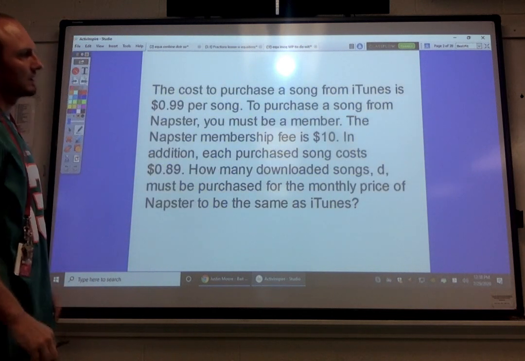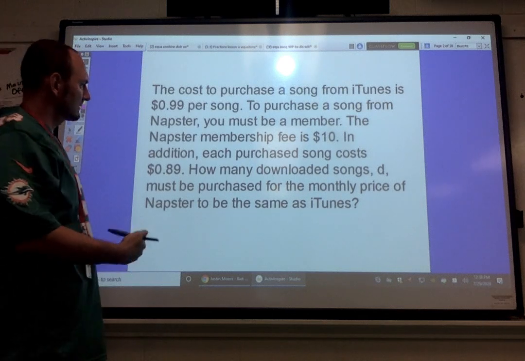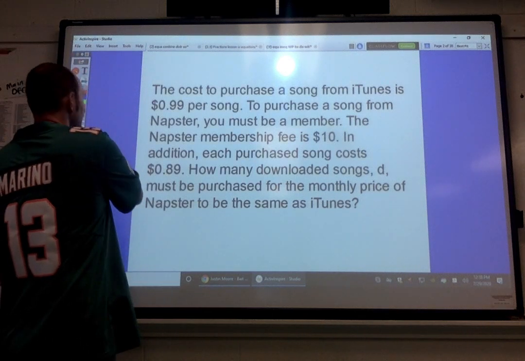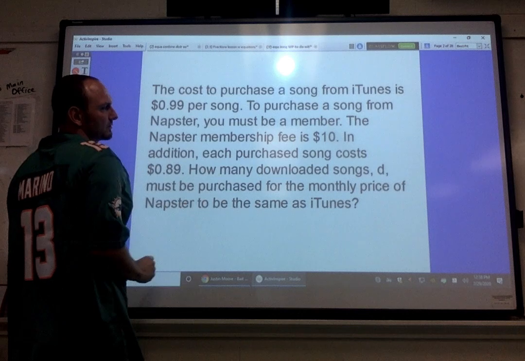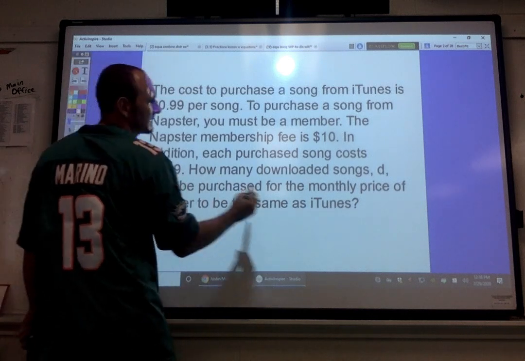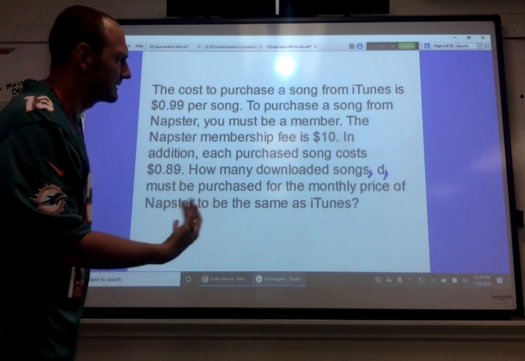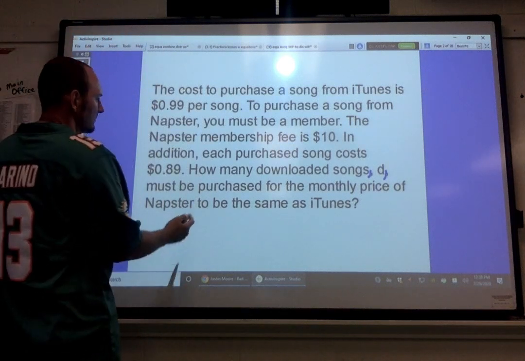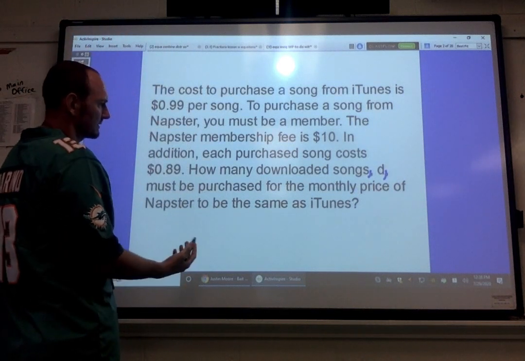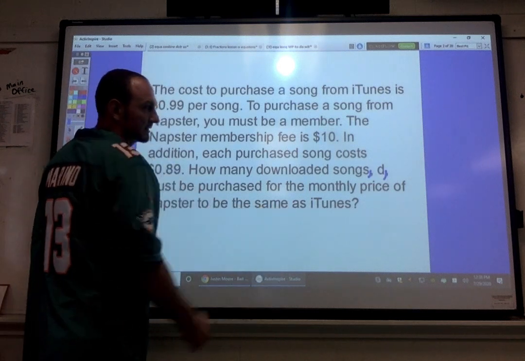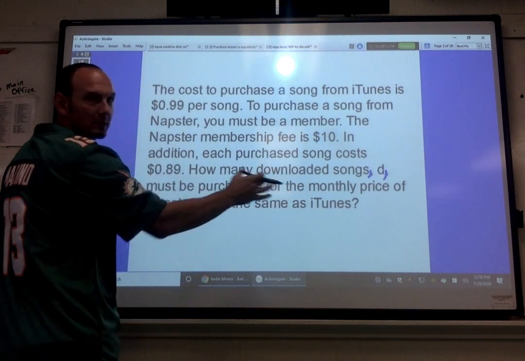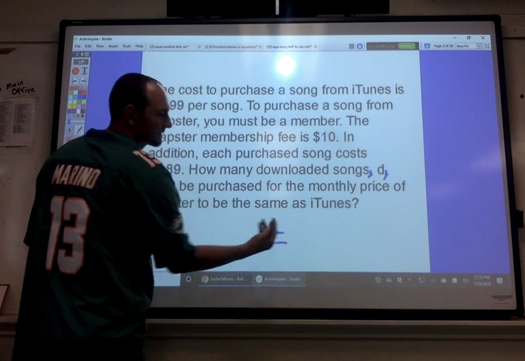Come to this one again. I'm going to read the question sentence first. How many downloaded songs, D? So it's doing that again. It's got a segment here, and this is not an all-word problem, but it is here. It must be purchased for them to cost the same as iTunes. So again, two plans we're comparing, so something's going to equal something else.